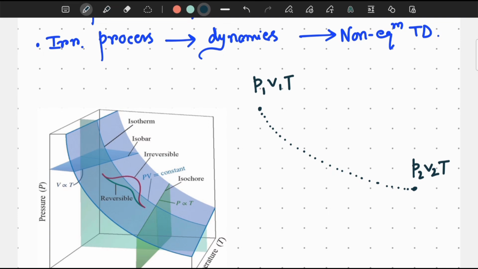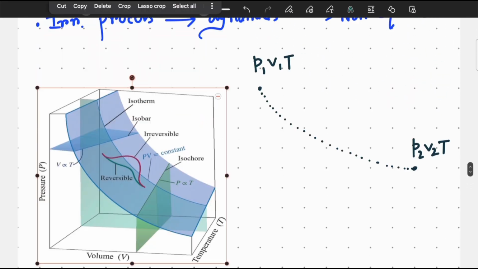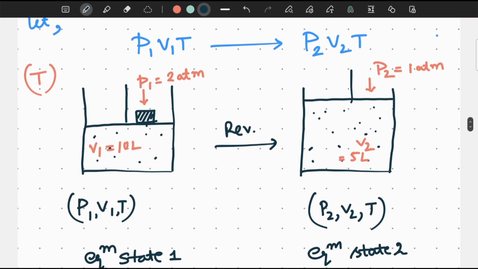This is a reversible process. But in the case of an irreversible process, it actually leaves the plane. It will not be like this, it can be like this, in this way. So in that case, that is not a reversible process. For that, non-equilibrium thermodynamics is very important. That's why I am discussing this. These two things are very distinct. In this course we will be interested in equilibrium thermodynamics only, not the non-equilibrium case.